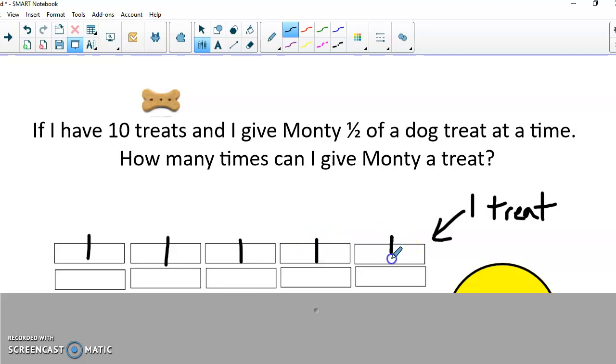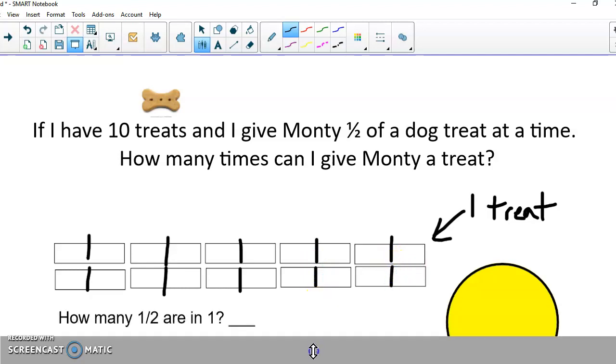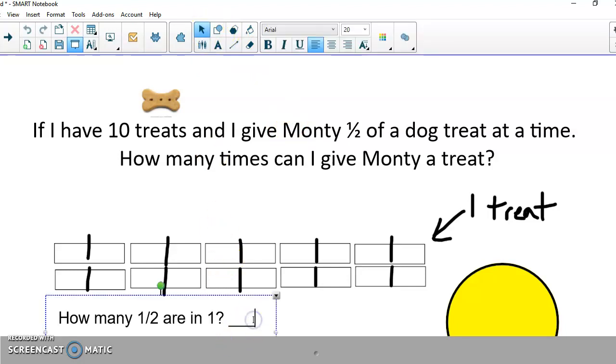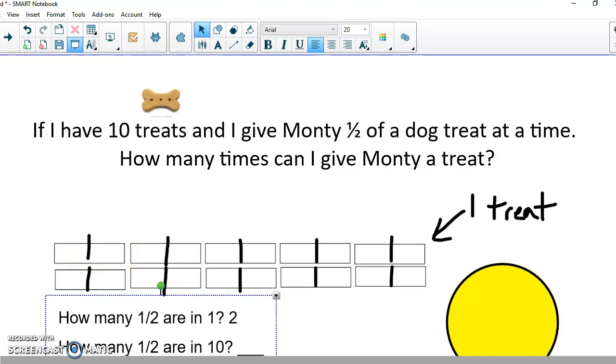So let's think again about the question we asked ourselves in the first problem. How many halves are in one? Did you think how many halves are in one? Let's think. Okay, we know that there are 2 1/2s in one. So if there are 2 1/2s in one, how many 1/2s are in 10?